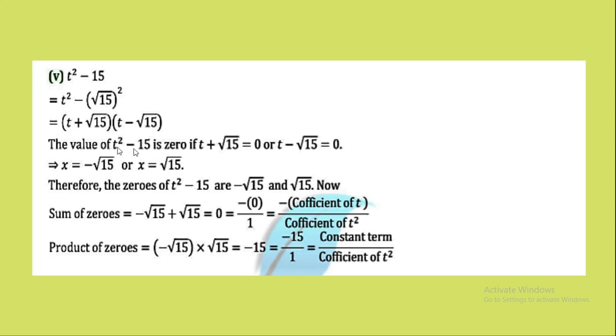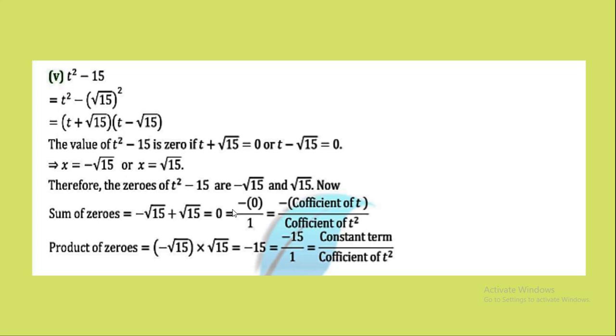Here we will get when t plus root 15 equal to 0 or when t minus root 15 equal to 0, the value of this polynomial will be equal to 0. That is, when t equal to minus root 15 and when t equal to root 15, the value of this polynomial will be equal to 0. So we can take the zeros of this polynomial as minus root 15 and root 15.